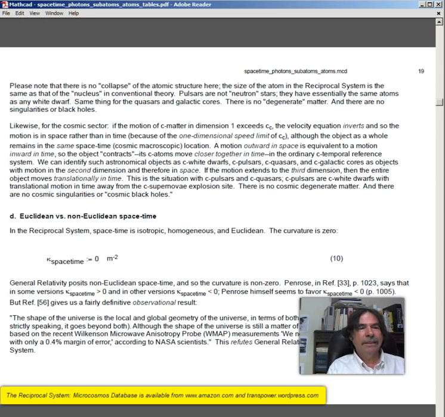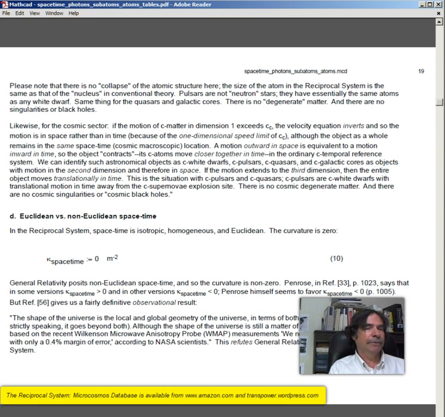Okay, we're on page 19. Part D, Euclidean versus non-Euclidean space-time. In the reciprocal system, space-time is isotropic, homogeneous, and Euclidean. The curvature is 0. So kappa sub space-time equals 0. General relativity posits non-Euclidean space-time, and so the curvature is non-zero.